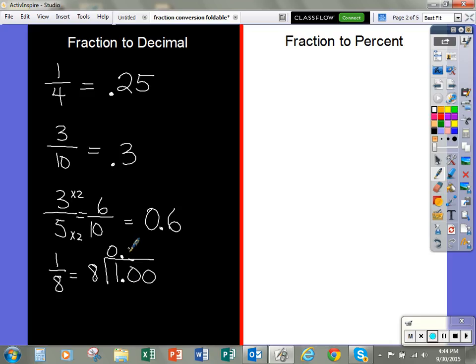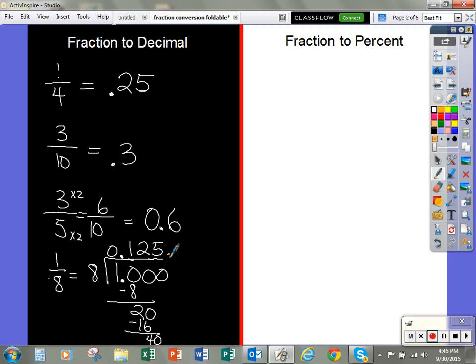8 into 10 is 1. Try to get 2, bring down our 0. 8 into 20 goes 2. And I see that there's 4 left over. And I'm going to add one more 0 because if I bring that down, 8 goes into 40 5 times. So 1/8 is equal to 125 thousandths, or 0.125.